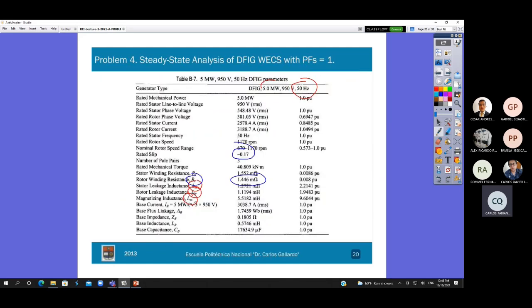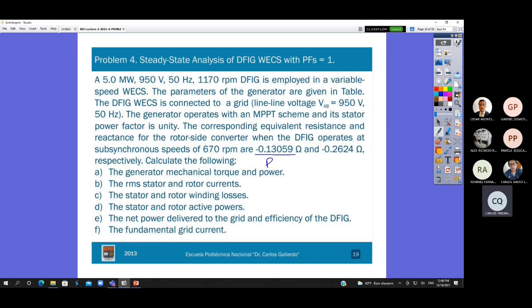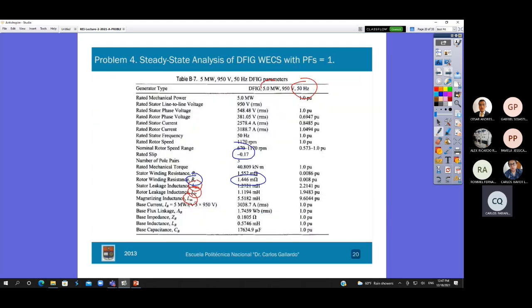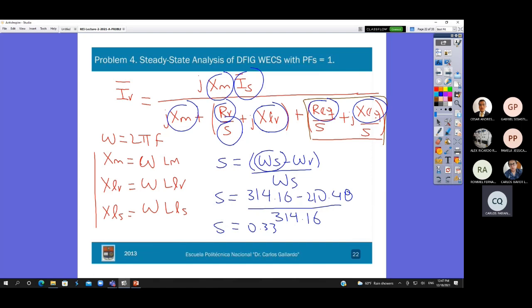Okay, what about the equivalent resistance and the equivalent reactance? Let's go back to the problem. According to this mode of operation, this is the equivalent resistance, and this is the equivalent reactance. Therefore, substituting the whole values in this equation, the rotor current.